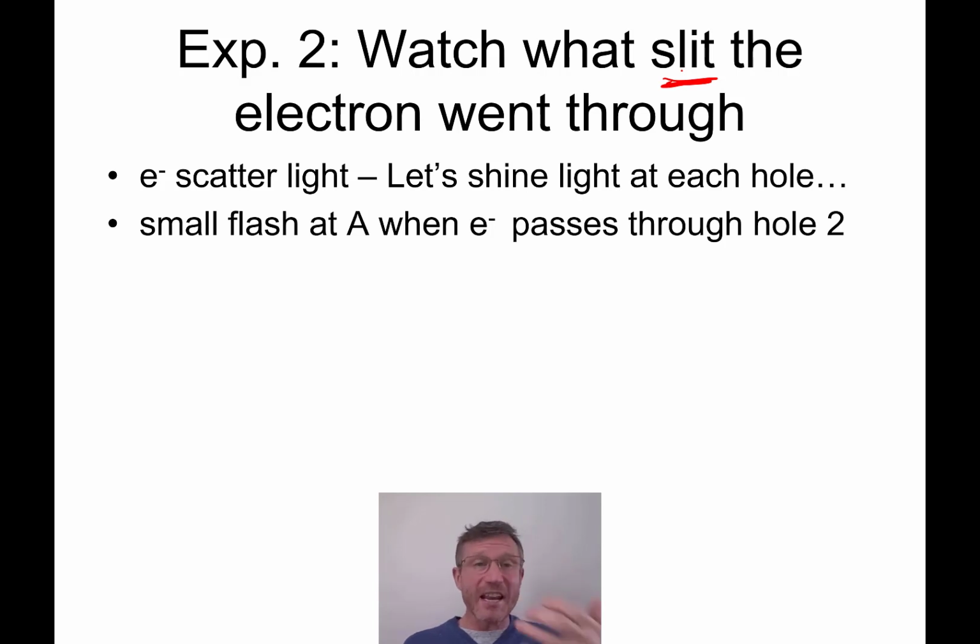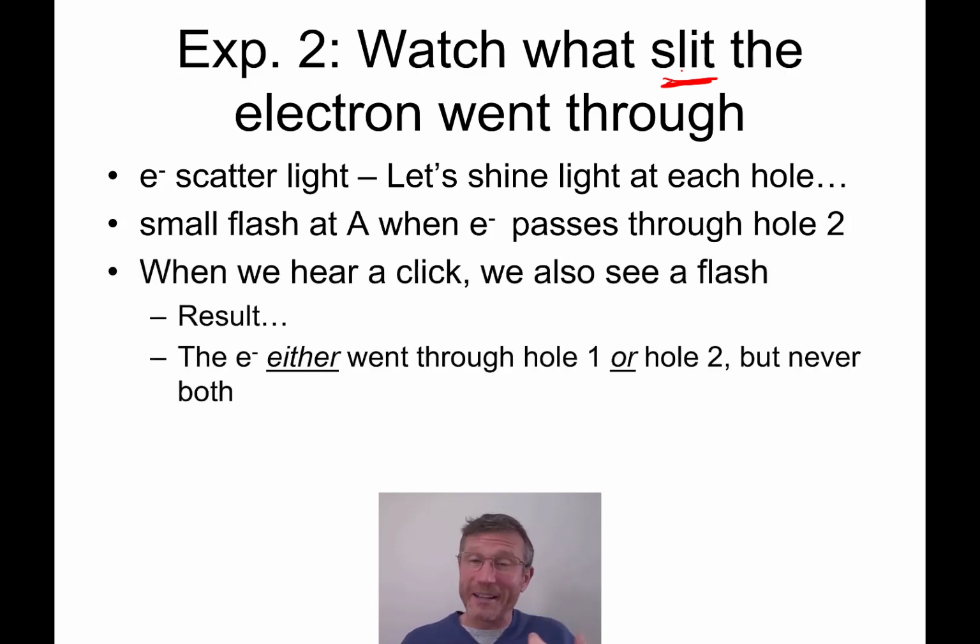And what happens is when we see a small flash in hole number 2, I guess it's the bottom here, we'd see a flash just after that hole. When we would hear a click from the Geiger counter on the back wall, we would also see a flash. So the experimenters would know that the electron that gave the flash also gave a click, and the result here was that the electron either did go through hole 1 or hole 2, but never both. So experimentalists actually demonstrated those electrons would be either going through slit number 1 or slit number 2.